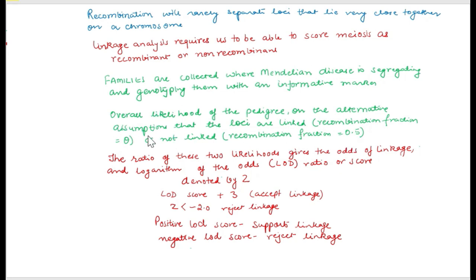The ratio of these two likelihoods gives the odds of linkage, and the logarithm of the odds is the LOD ratio, the logarithm of odds ratio, and this is denoted by Z. So with a Z score or LOD score of +3, the linkage is accepted. If Z is less than -2, the linkage is rejected. So a positive LOD score supports linkage, and a negative LOD score rejects linkage.